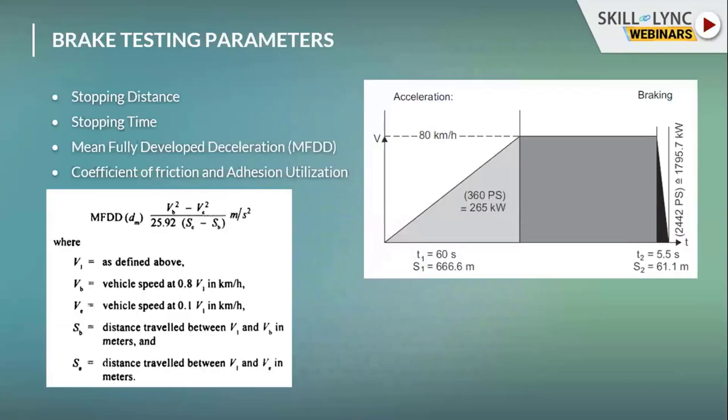Then coming to the brake testing parameters. On testing a vehicle, as I told in the first slide, stopping distance, stopping time. These are the four major parameters which will be evaluated when the brakes are tested. First is the stopping distance. This stopping distance plays an important role when the vehicle is tested. And this graph, which is seen here, is a very basic graph which explains the importance of the engine and the brakes in a vehicle.